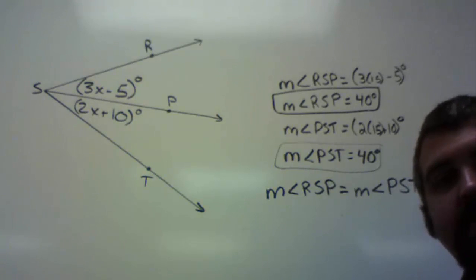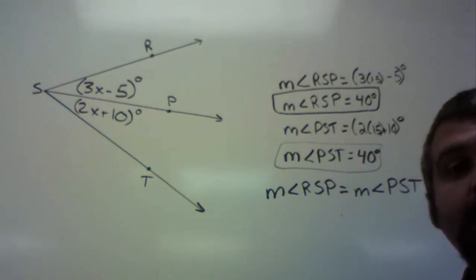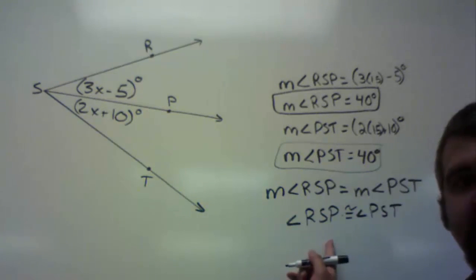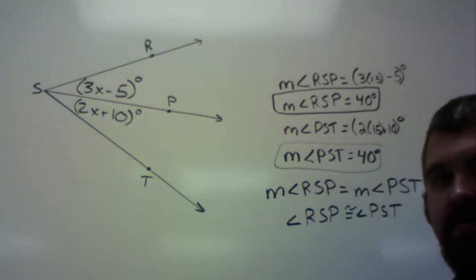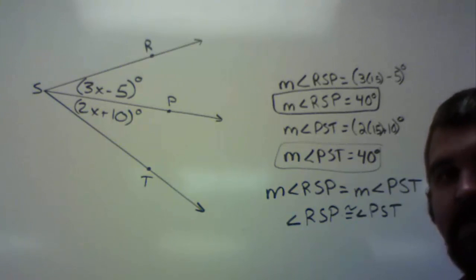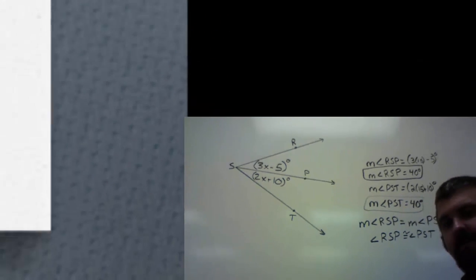That also means those two angles are the same size and shape, which means we can call them congruent. So angle PST is congruent to angle RSP. Written as such, angle RSP is congruent to angle PST. That symbol right there is congruent. It's for shapes. It's the equal sign of shapes.